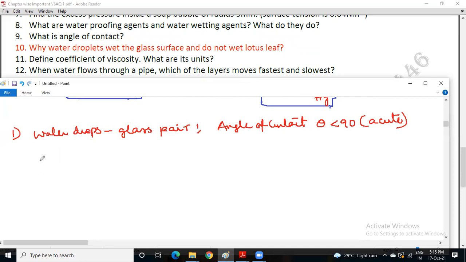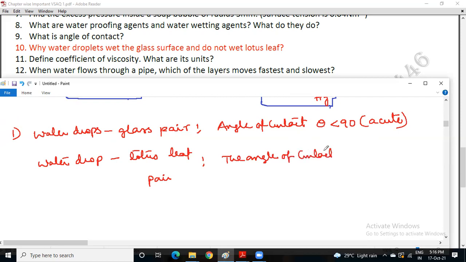Whereas for the case of lotus leaf, water drop and lotus leaf pair, the angle of contact theta is greater than 90. So you can say that obtuse. So this is the reason that water drop cannot wet the leaf.